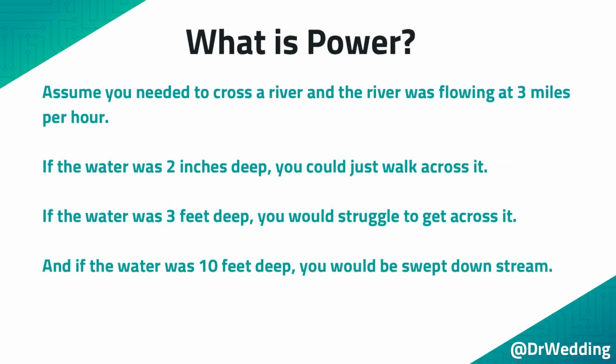Assume you need to cross a river, and the river was flowing at 3 miles per hour. If the water was 2 inches deep, you could just walk across it. If the water was 3 feet deep, you would struggle to get across it. And if the water was 10 feet deep, you would be swept downstream.